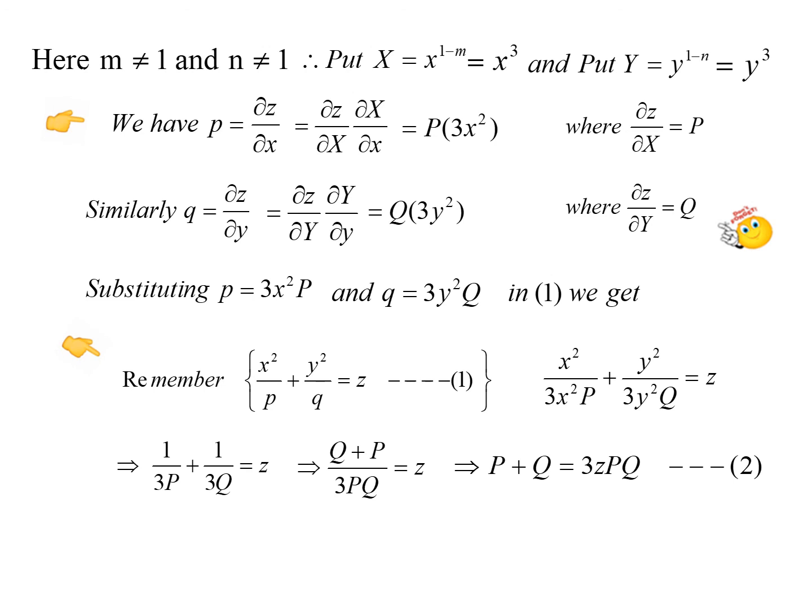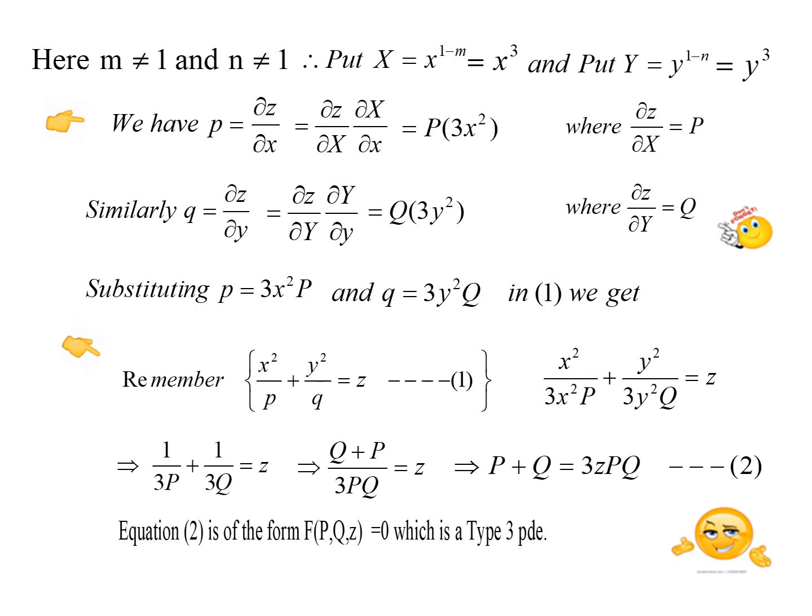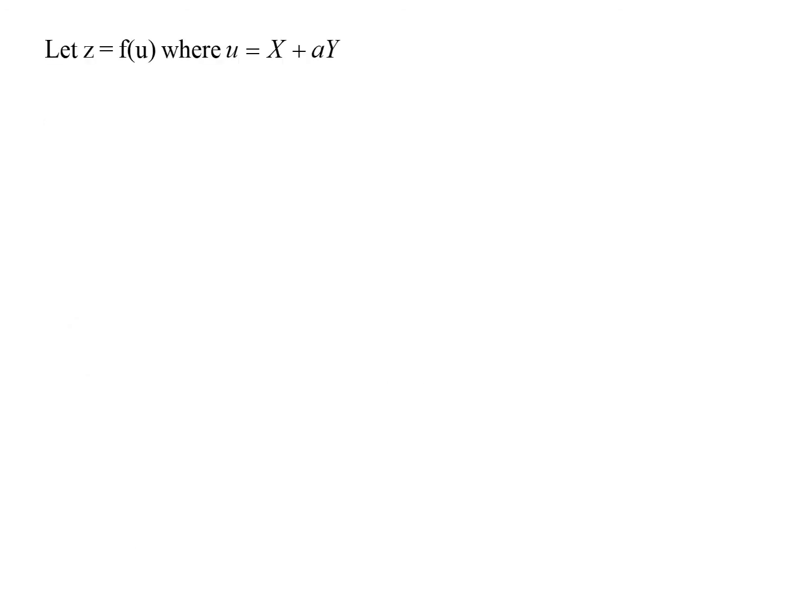And as usual, when you observe this, can you remember this type? Yeah, it is our famous type 3 PDE. So let us use the procedure of type 3 now. We have to put z equal to f of u, where u is capital X plus a capital Y, and we'll have substitutions like this: capital P as dz by du, capital Q as a dz by du.